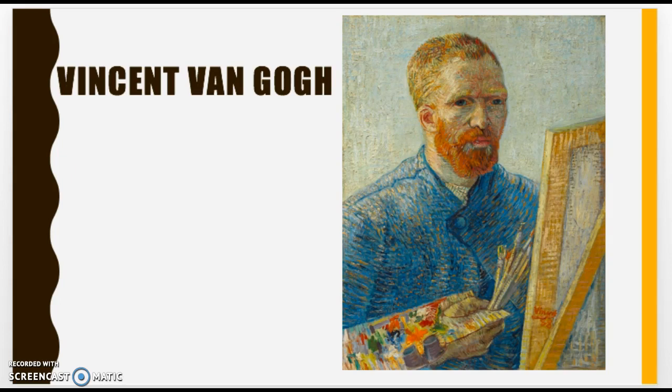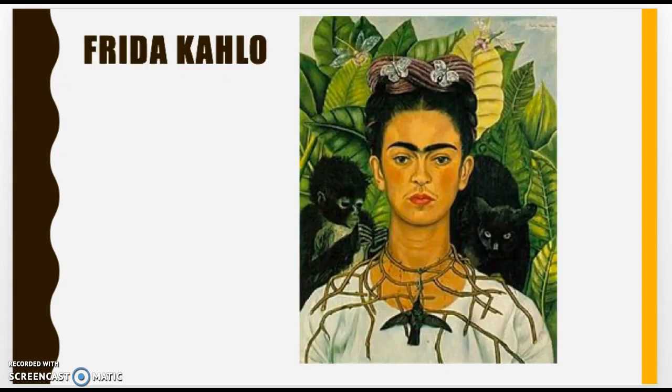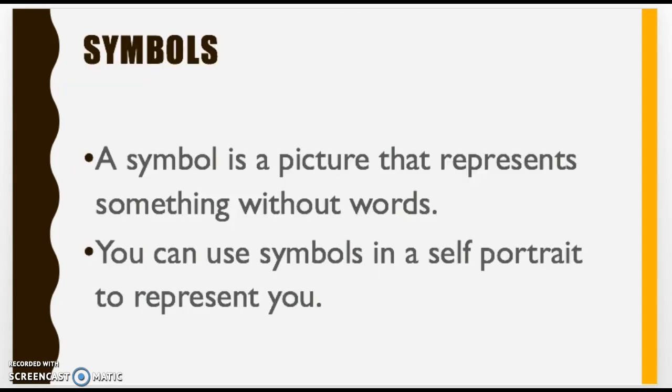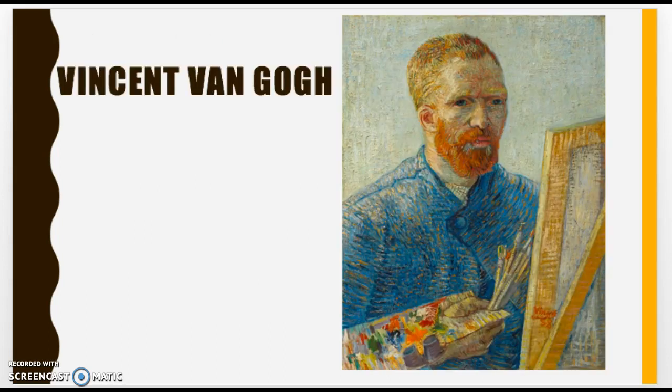These images that we see in this portrait of Frida and of Vincent van Gogh, they've included things that we like to call symbols. A symbol is a picture that represents something without words. You can use symbols in a self-portrait to represent you, who you are, what you like to do. So in this portrait here of Vincent, he's used these symbols of paintbrush and paint palette to tell us that he is a painter. He likes to paint.